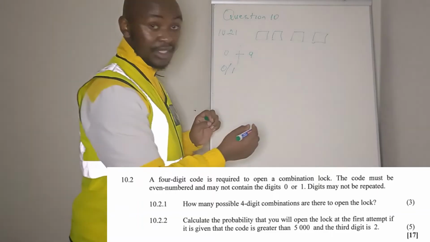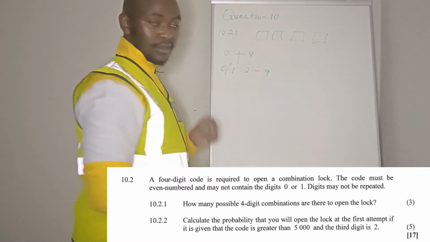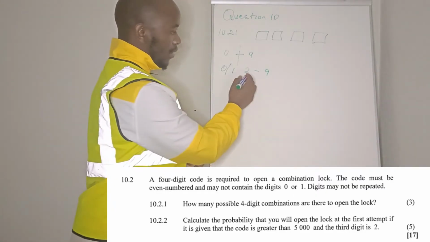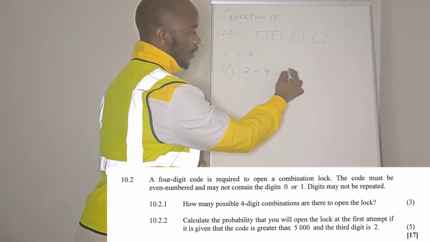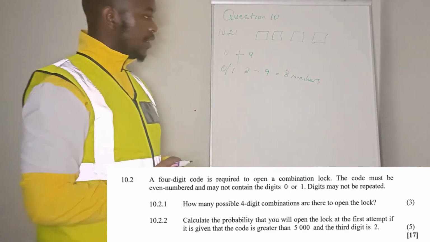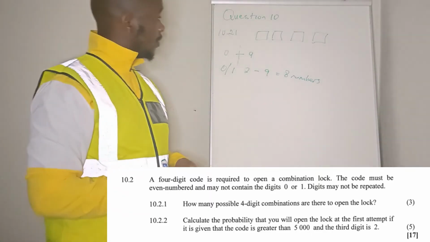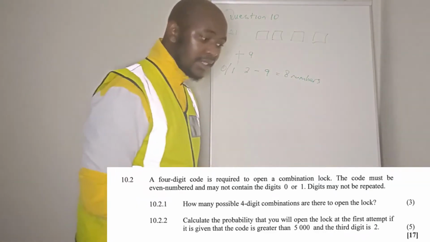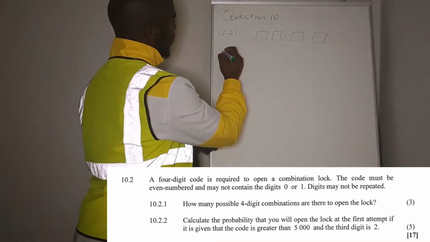So 0 to 9, but we cannot use 0 and 1. So we're left with how many digits? We're left with 2 to 9. Those are the numbers that we can use for the code. So how many numbers are there? 2, 3, 4, up to 9. These are 8 numbers. So that's the first requirement. I want to say we have 8 numbers available.